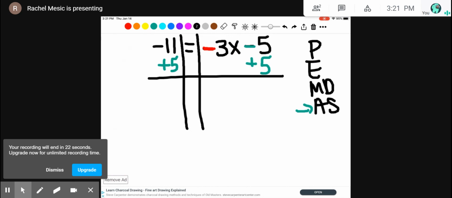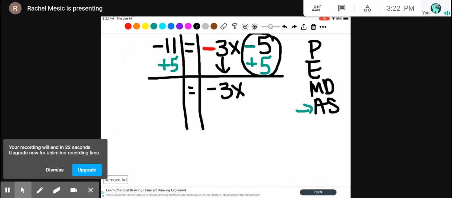All right, I'm going to do the right side first. Negative 5 plus 5 is 0, which is the same as nothing. So I don't need to write anything below that line. I'm going to copy down my negative 3 times x. And over here on the left, I have negative 11 plus 5.